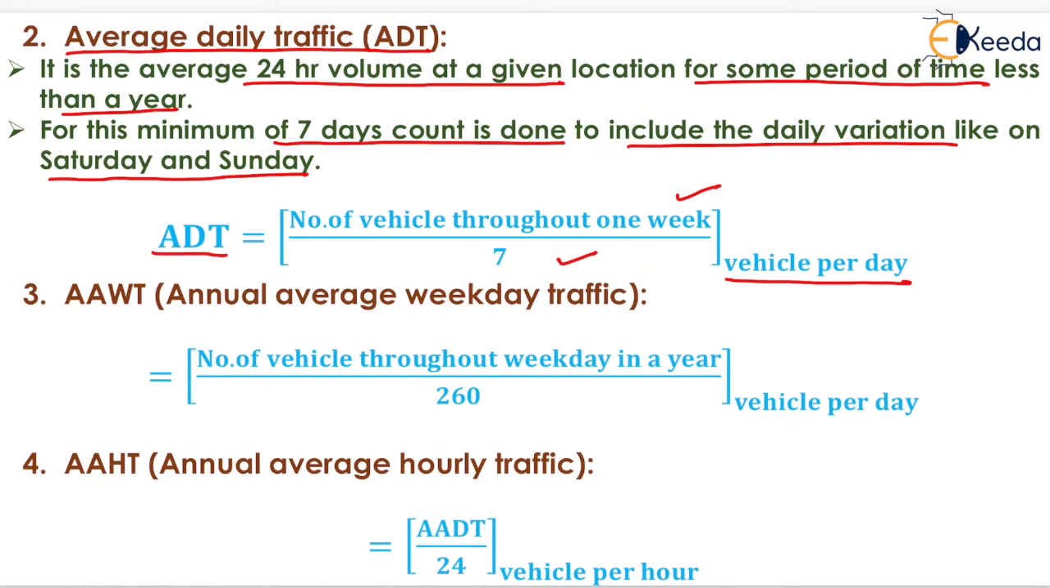Now, the next one will be annual average weekday traffic, that is AAWT. It can be computed by dividing the number of vehicles throughout weekdays in a year by 260, and we will get the answer in terms of vehicles per day. Now the last one will be the annual average hourly traffic, which is known as AAHT. AAHT will be equal to AADT by 24, and we will get the answer in terms of vehicles per hour.